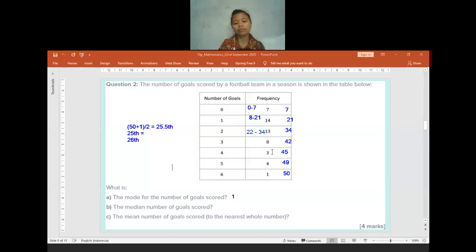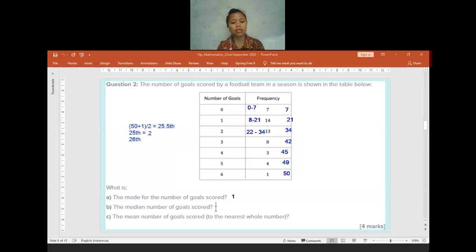So can you tell me what is the 25th data? Yes, the 25th data will be equals to 2. And then for the 26th data, what number will it be? For the 26th, it's also equals to 2. So now for the 25th and 26th data, we need to add them and divide by 2. 2 plus 2 divided by 2, the answer will be equals to 2 for the median.